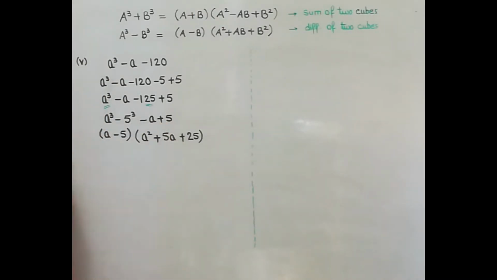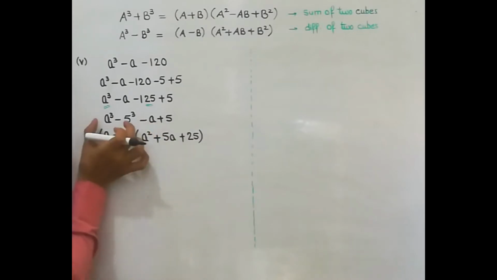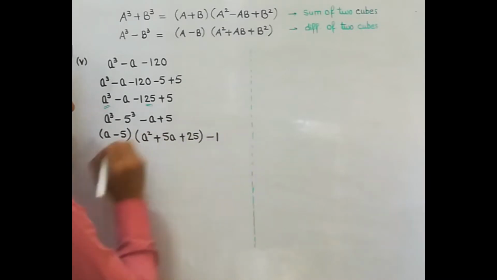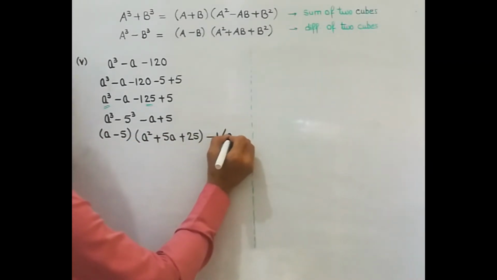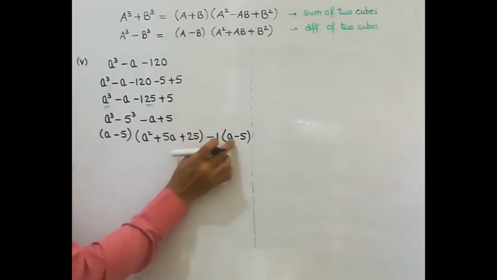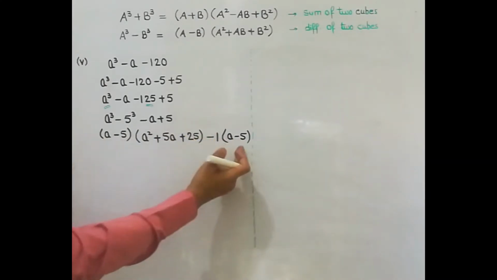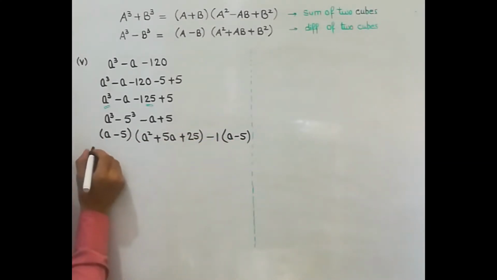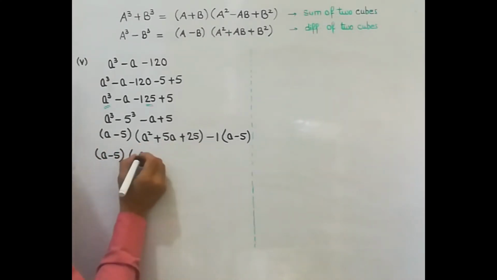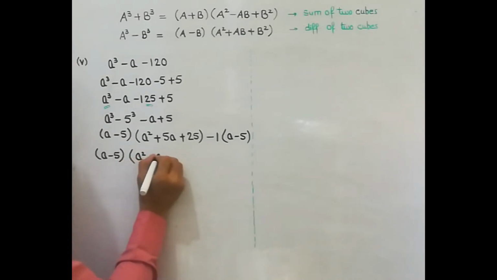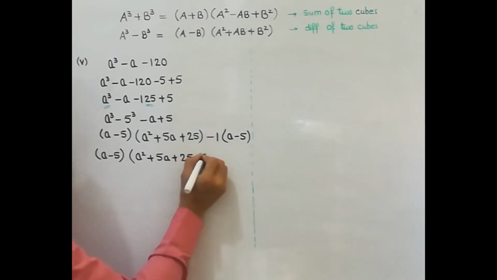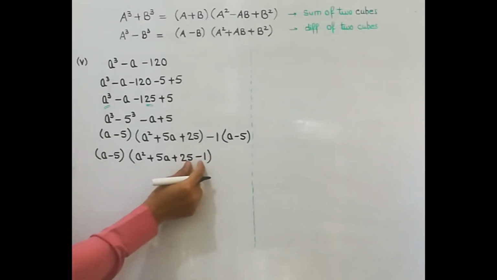Now this second group is starting with minus sign. So minus 1, and you can write it as a minus 5. Because whenever the group starts with minus, you take it in the bracket, you have to change the sign. Now what's common over here? A minus 5 is common. From the first group, we are left with, and from the second group, minus 1. Now these two are like terms, so they can be solved.